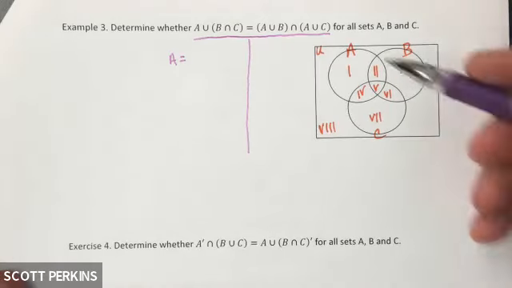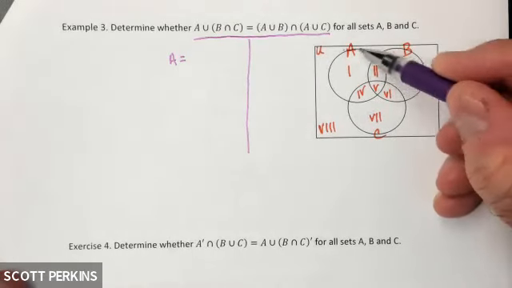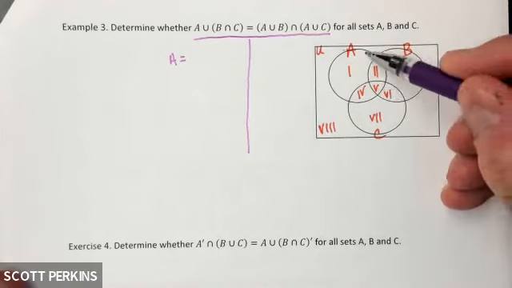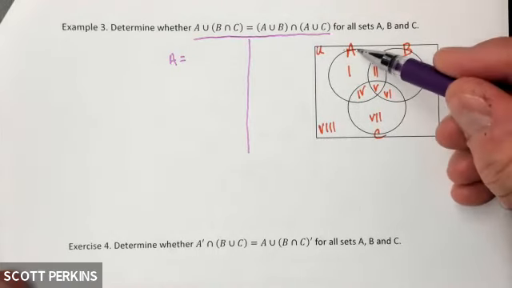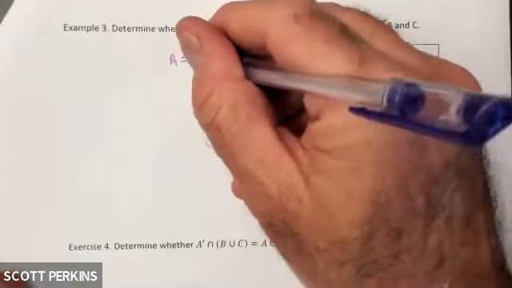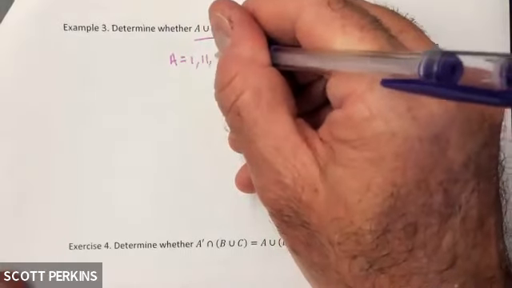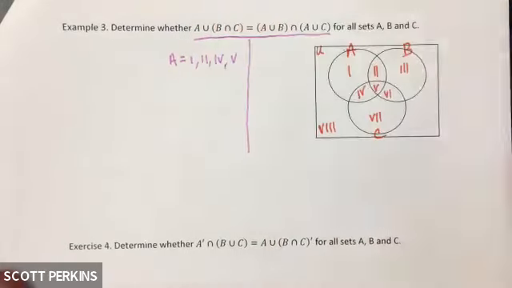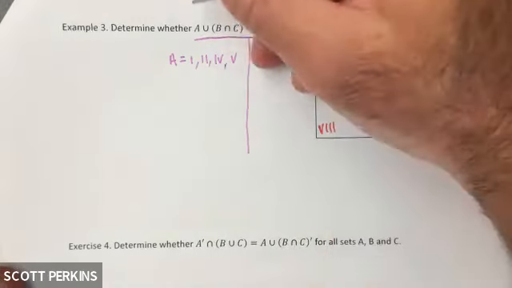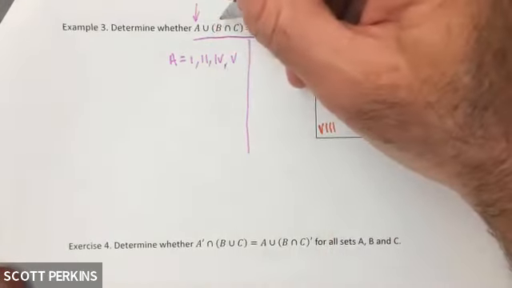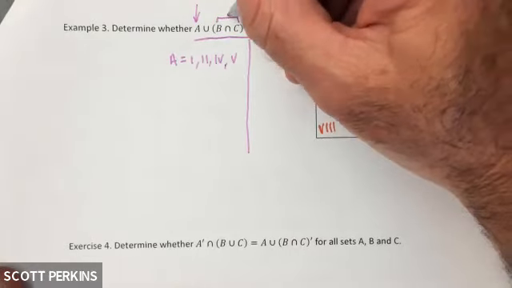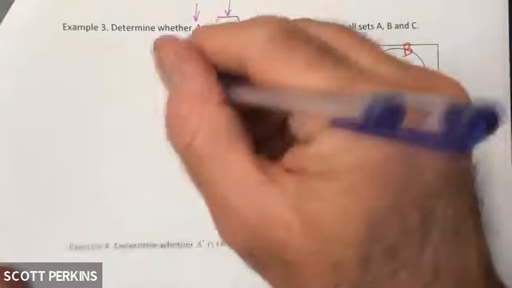And what did you write down? Here's my circle A. What regions, when I glue them together, give me set A? 1, 2, 4, and 5. 1, 2, 4, 5. Great job. Now we've got set A, we just did that. Now what I want you to do is tell me what regions make up B intersect C.